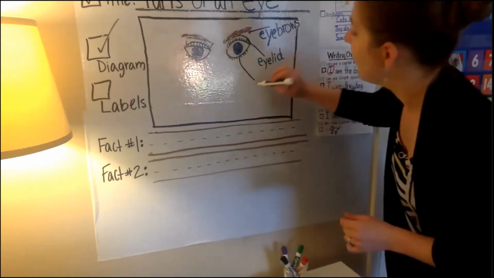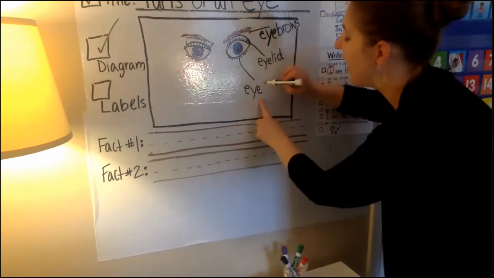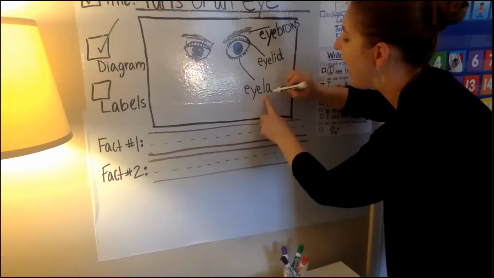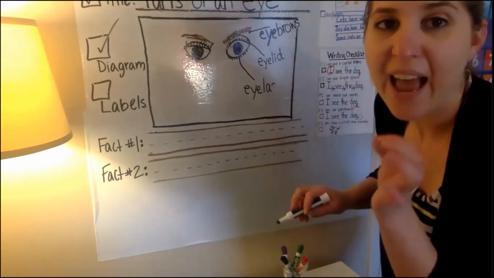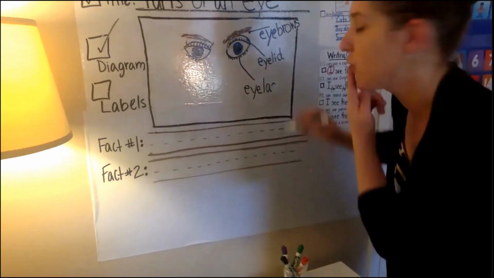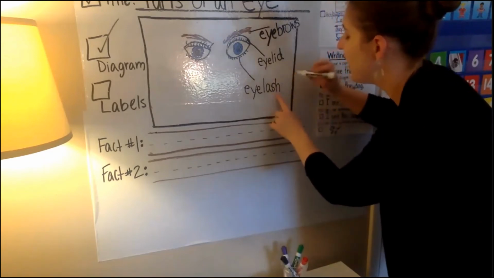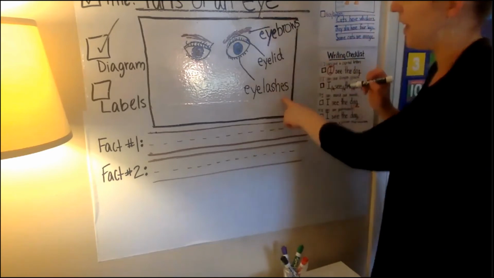eyelashes. So we add eye again. L, A, S, H. Oh, and then it goes lash. SH digraph. SH, eyelashes. And this ends in an ES, eyelashes.